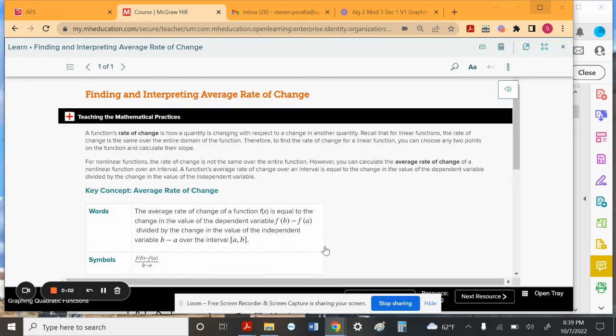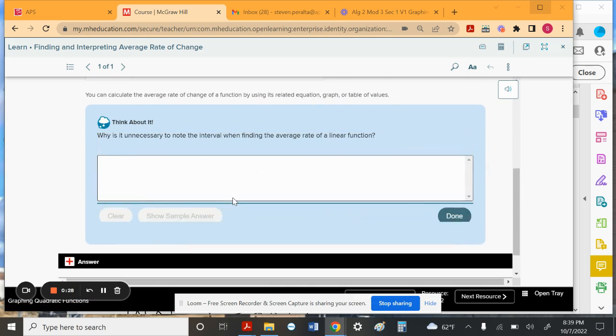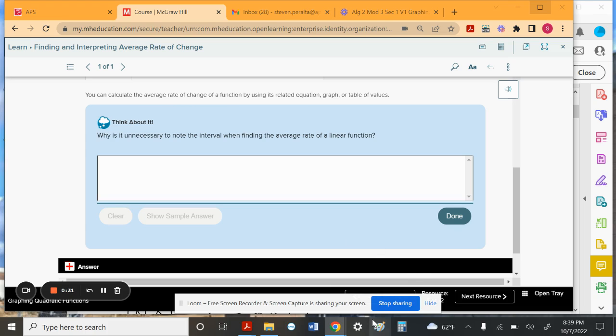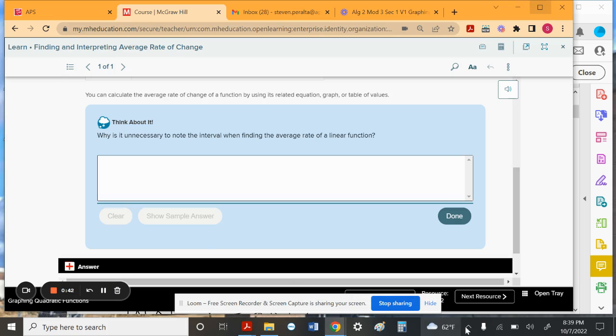Okay, so now we move on to finding and interpreting the average rate of change. And notice the equation that they give you is something similar to what I gave you. I said it's f of x2 minus f of x1 all over x2 minus x1, because we are using the x values to plug in there. And I don't like to get confused with b and a, because b and a have nothing to do with ax squared plus bx plus c. So it can get really confusing. So again, this is our equation: f of x2 minus f of x1 divided by x2 minus x1.